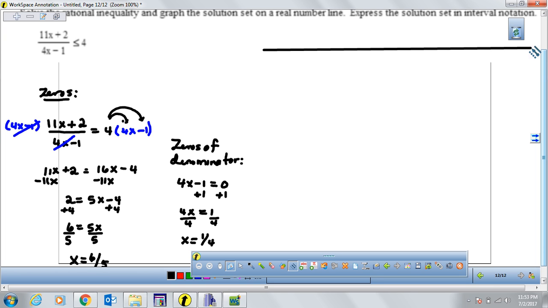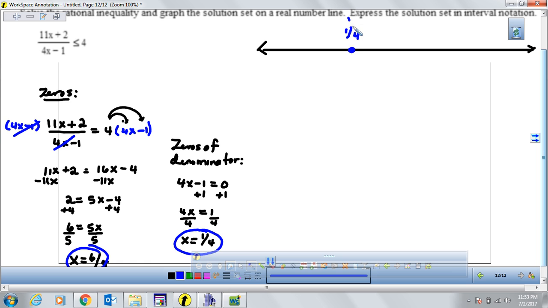So now we're going to put them on the number line as boundary points, the two values that we got, 6/5 and 1/4. Those are my boundary points. So I'm going to start with the 1/4, and we're going to create a boundary line at 1/4. Then we got 6/5, and we're going to put a boundary line at 6/5.